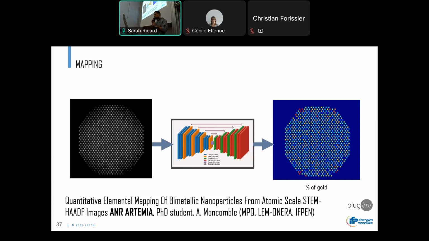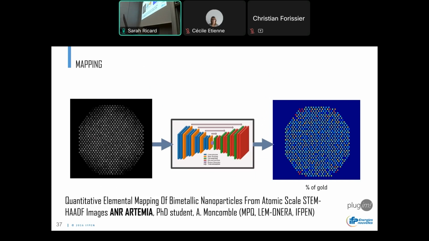Another image done by a PhD student, Adrien Moncomble. He worked with IFP and InPQ and Onera LEM also. And he used a CNN to be able to estimate the number of given atoms in a column of atoms.